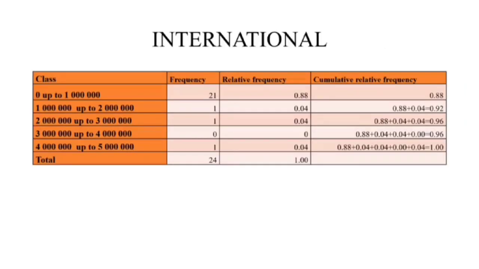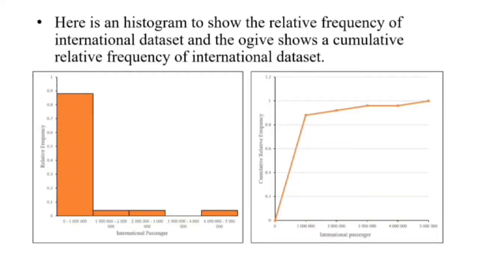And these are the classes for international, and this is the value that I get for relative frequency and cumulative relative frequency. Also for the histogram, I use relative frequency, and I use an ogive to show the cumulative relative frequency. So this is the graph for the international dataset.